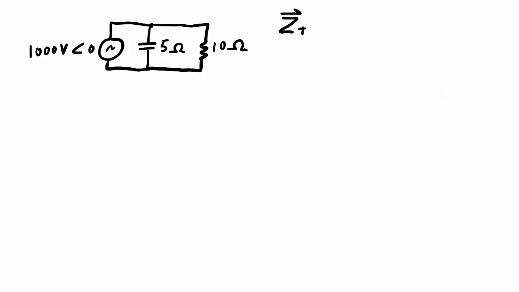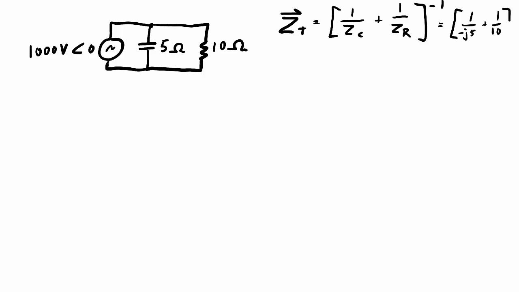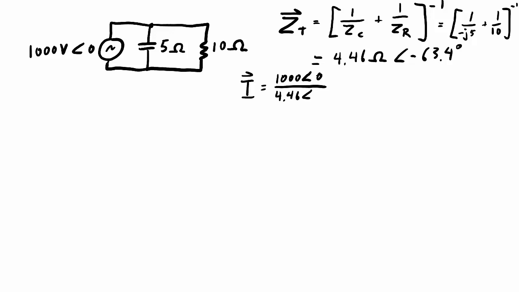The total impedance is equal to the inverse of the impedance of the capacitor plus the inverse of the impedance of the resistor, and then I take the inverse of that. So that's 1 over negative j5 plus 1 over 10 to the minus 1. Fairly simple, fairly straightforward to figure this out. It's just a little bit of complex arithmetic, and that works out to 4.46 ohms with a phase angle of negative 63.4 degrees. So from the total impedance, I can calculate the total current. Of course, that is voltage of 1,000 volts, phase angle 0, over 4.46 ohms, phase angle negative 63.4 degrees, which works out to 224 amps with a phase angle of 63.4 degrees.